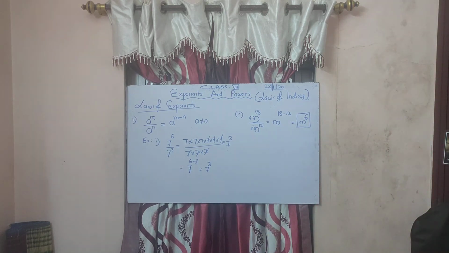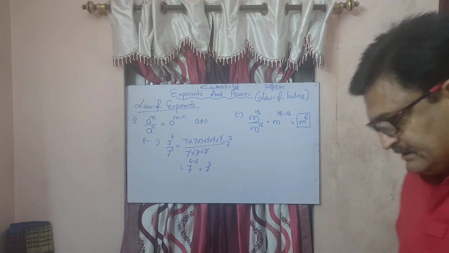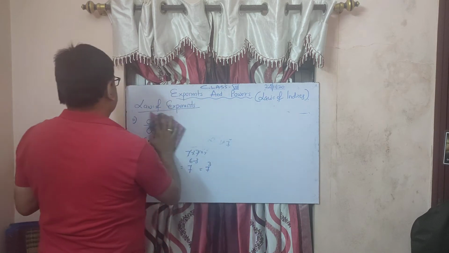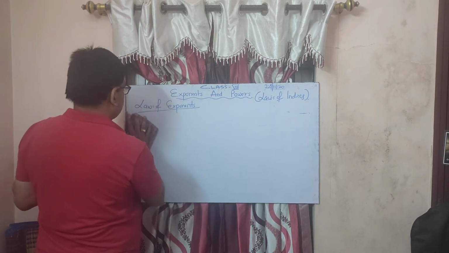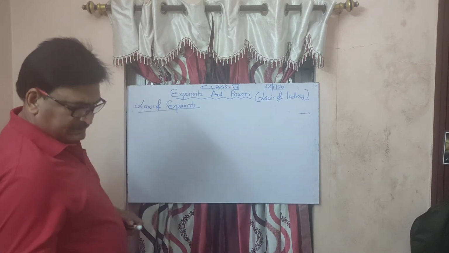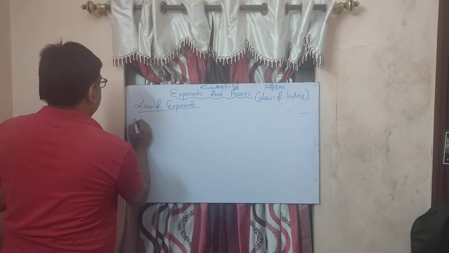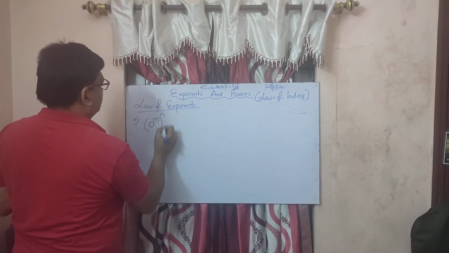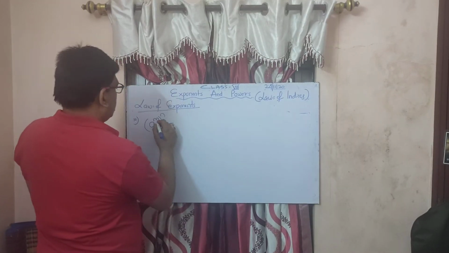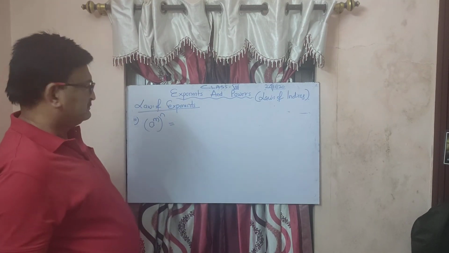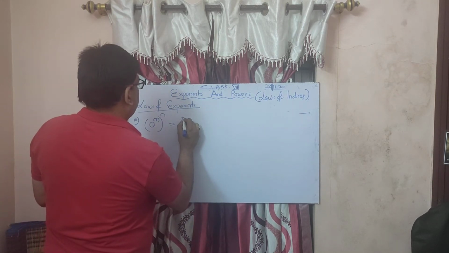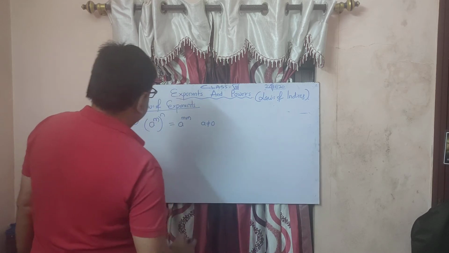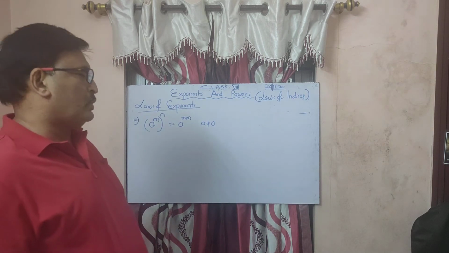Okay. Now let us do the third property. Let us understand the third property. So what is the third property? a to the power m, to the power n, a power of a power. That is a to the power m into n. Again, what is the basic condition? The base cannot be equal to 0.